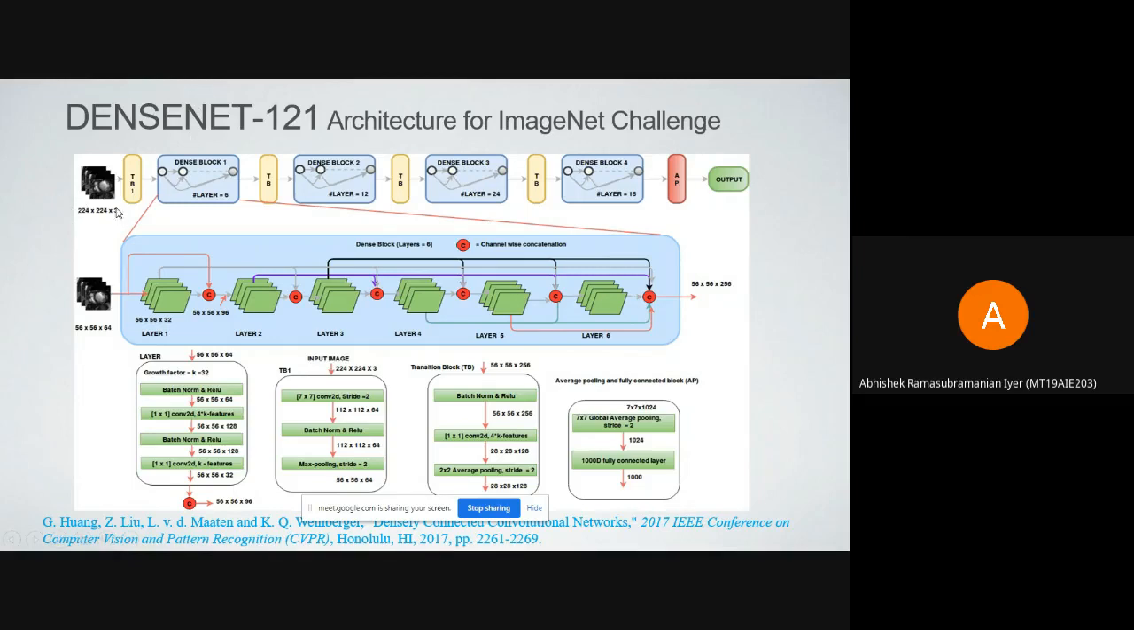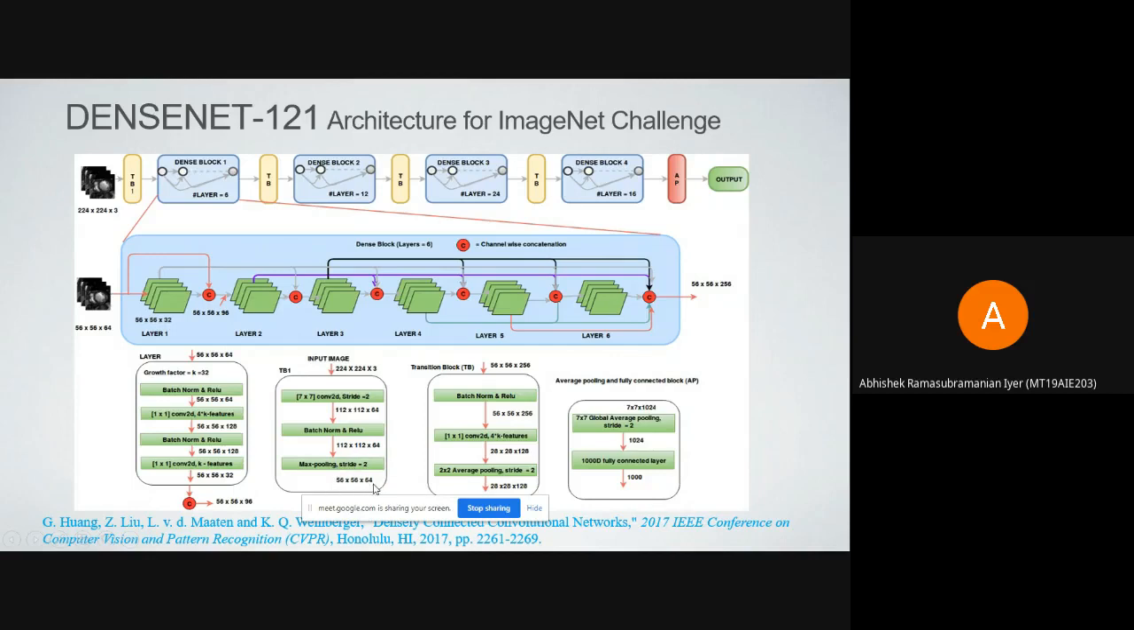The input to an ImageNet model has typically been 224 cross 224 cross 3, the RGB image, which is followed by a convolution. Here, the authors have used a 7 cross 7 convolution with a stride of 2, and we get the output as 112 cross 112 cross 64. Now, why is this 64? Because in this architecture, the value of k was taken as 32, which is the growth rate. 32 into 2 gives 64, which is followed by batch norm and ReLU, and then a max pooling. Max pooling will reduce the feature map sizes, and hence this 112 will shrink to 56 cross 56 cross 64.